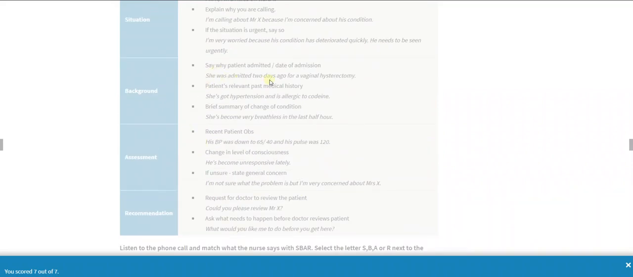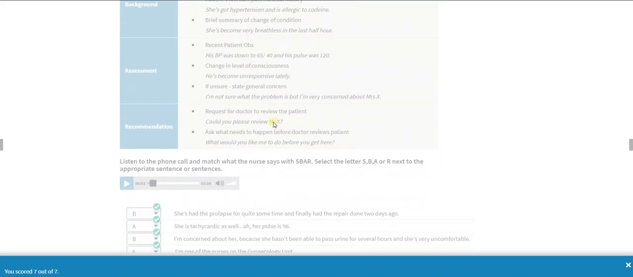She was admitted 2 days back. She has got hypertension and is allergic to codeine. She is becoming very breathless in the last half hour. So like this situation, it comes under background.